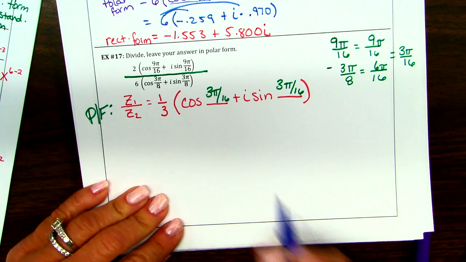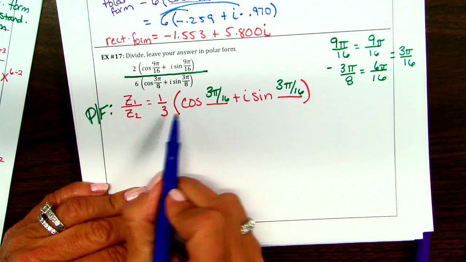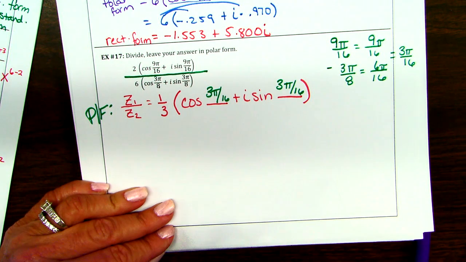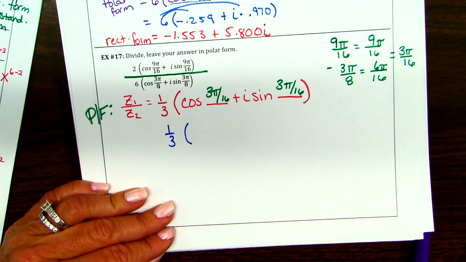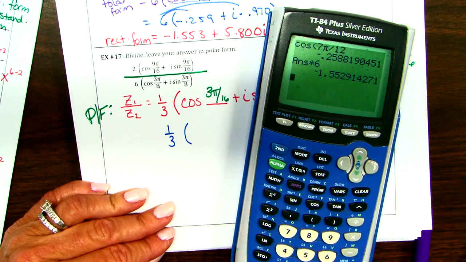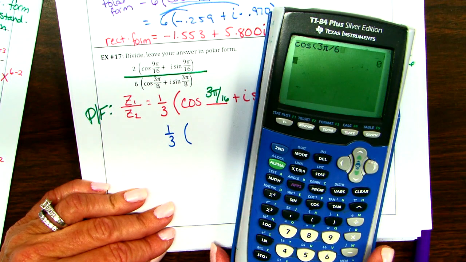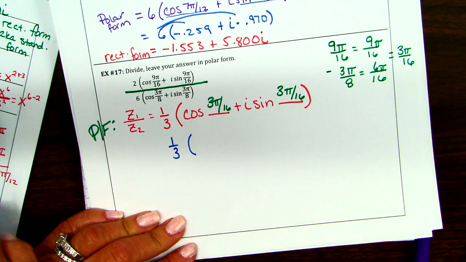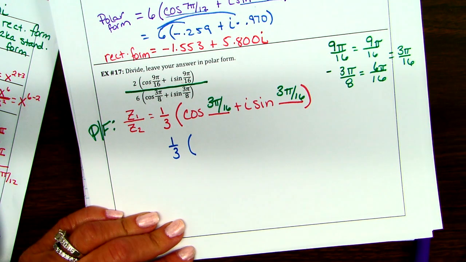Let's do rectangular form. For rectangular form, all I need is cosine of this, sine of this, and to distribute the 1/3. Okay, so cosine of 3 pi over 16, thank you. I'm like, why is it 0? Oh, it is 0 actually. Cosine of 3 pi over 16, okay?